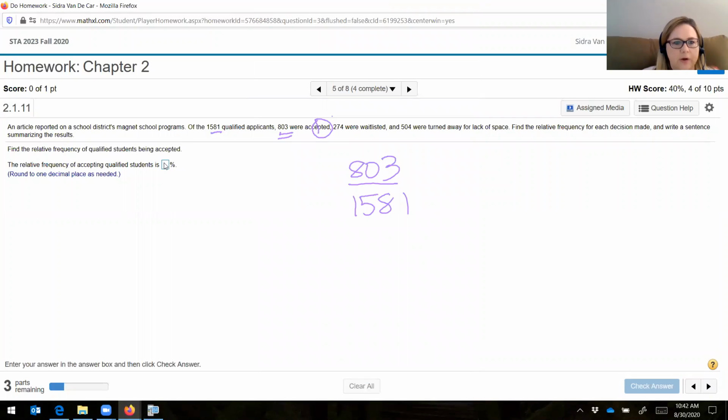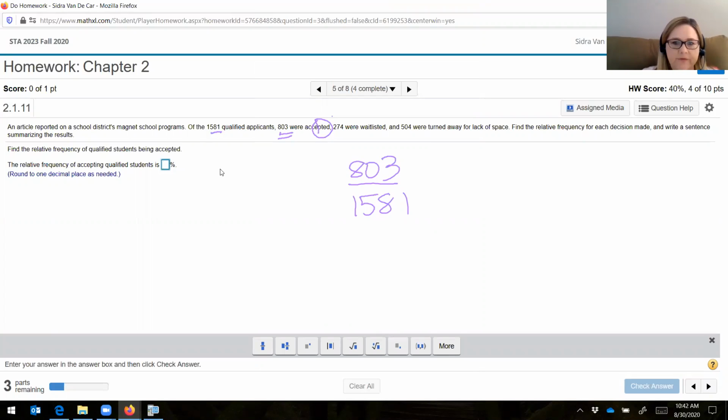0.5079. So I want to round to 1 decimal place. If this is 0.5079, rounding to 1 decimal place, I'd look at the second one, and this is less than 5, so I'd round down, so it's 0.5. I'm going to go here. I'm going to type in 0.5. Oh, I'm sorry. I didn't read. They put the percentage sign, so I need to multiply by 100, which is equivalent to moving the decimal 2 places. So 50.79 would round to 50.8%.